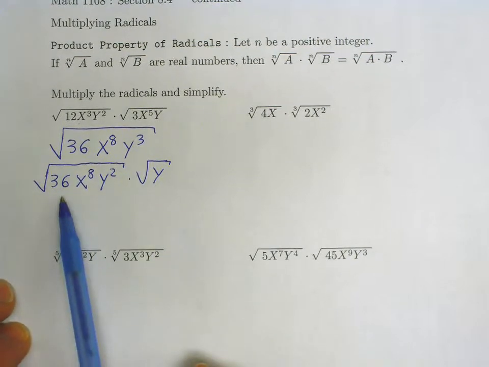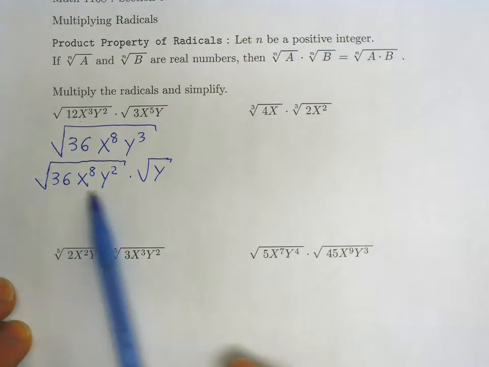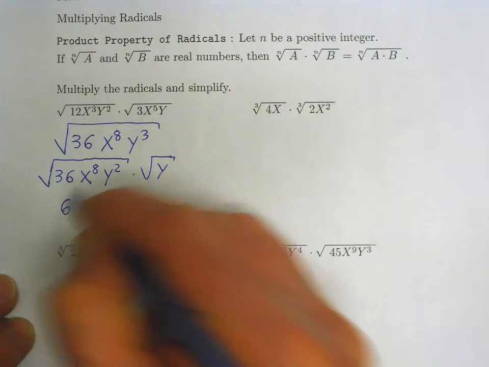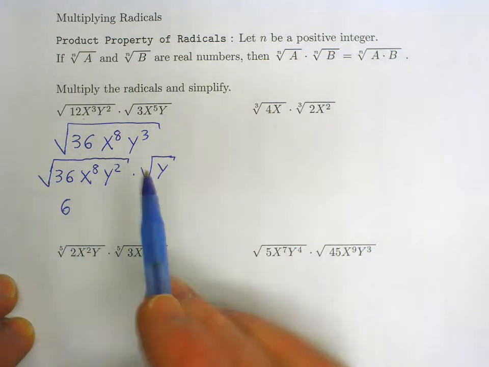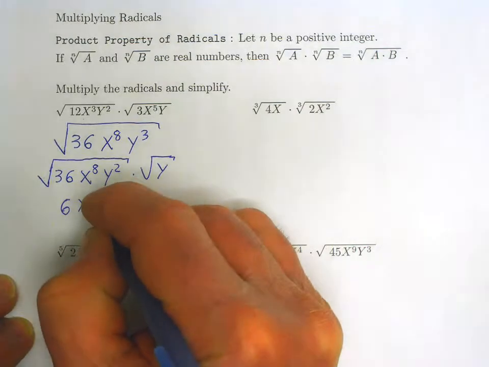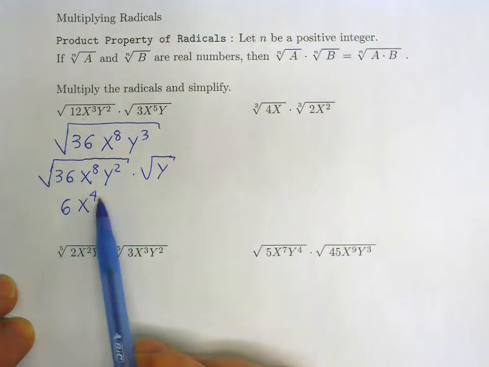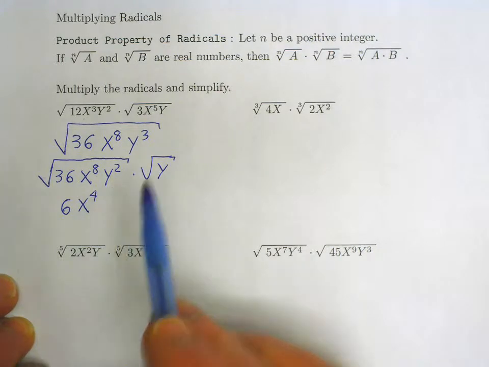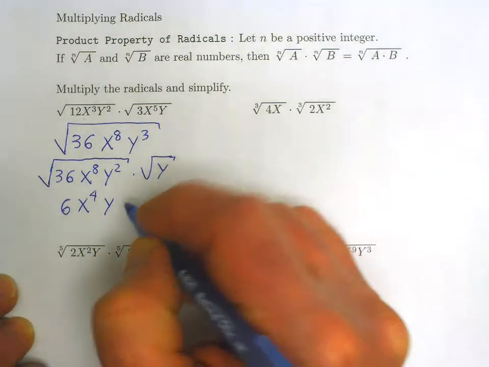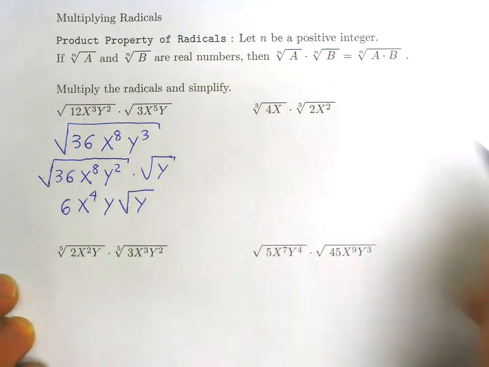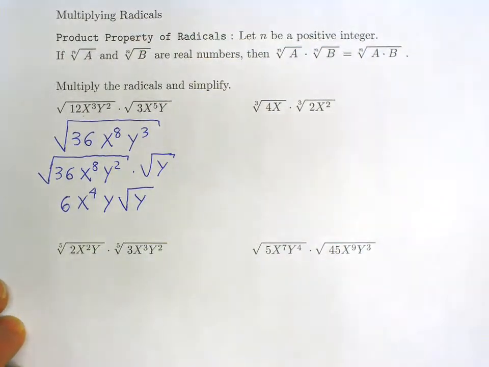Okay, in the next step, we can simplify the square root of the perfect square factors. The square root of 36 is 6. The square root of x to the eighth is x to the fourth, because the exponent 8 divided by the index 2 is 4. And the square root of y to the second is y. And we multiply 6x to the fourth y times the square root of y. This is the simplified answer.